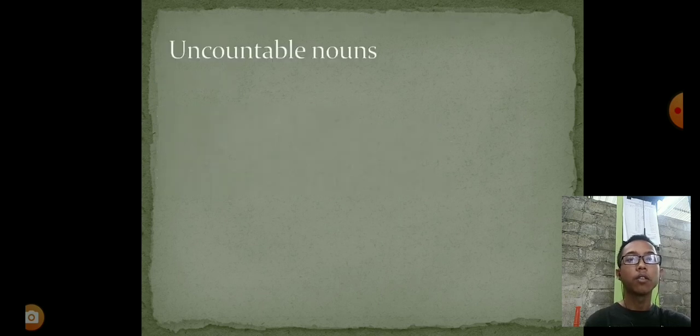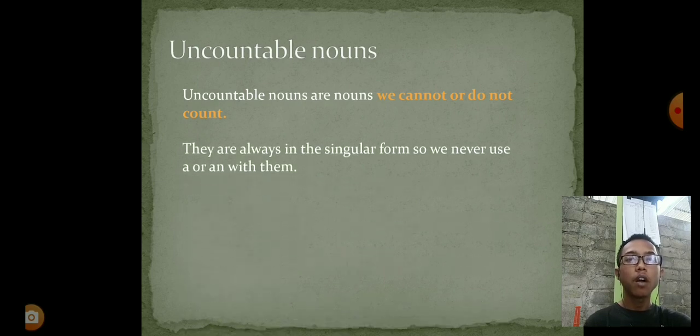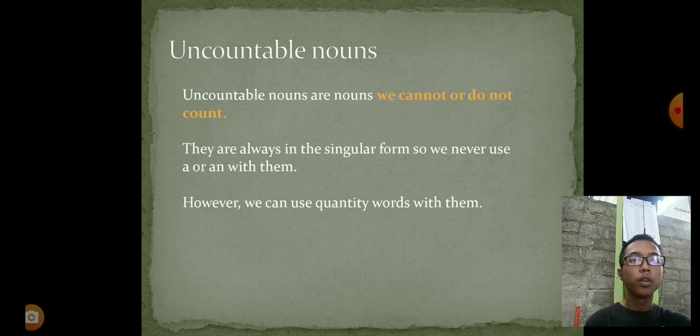And then we have uncountable nouns. What are uncountable nouns? Uncountable nouns are nouns we cannot or do not count. They are always in the singular form, so we never use a or an with them. However, we can use quantity words with them. For example, a bag of, a cup of tea, a cup of coffee.